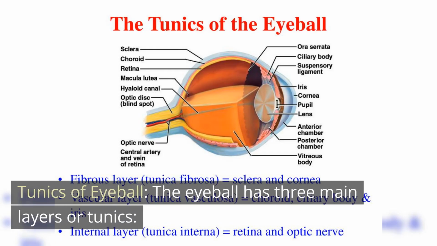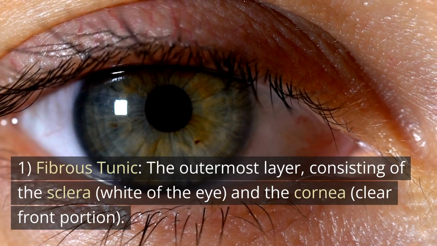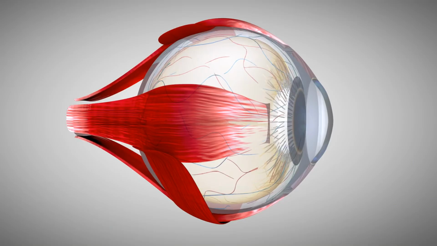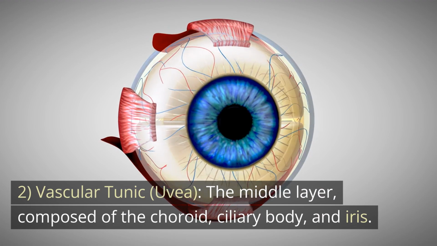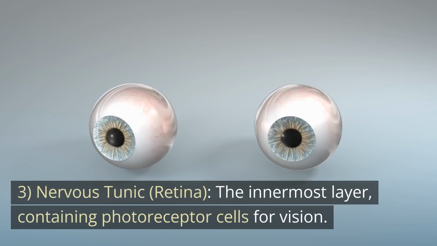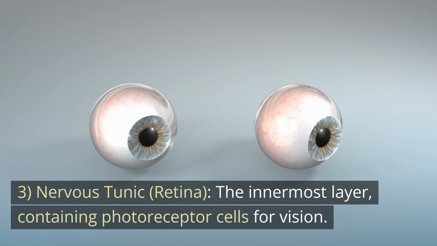Tunics of eyeball. The eyeball has three main layers or tunics. 1. Fibrous tunic. The outermost layer, consisting of the sclera, white of the eye, and the cornea, clear front portion. 2. Vascular tunic, uvea, the middle layer, composed of the choroid, ciliary body, and iris. 3. Nervous tunic, retina, the innermost layer, containing photoreceptor cells for vision.